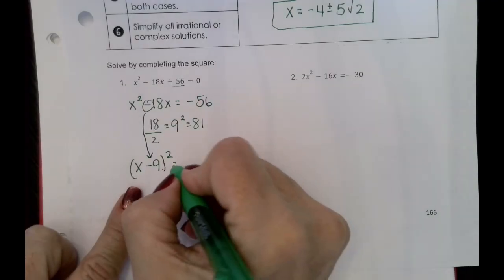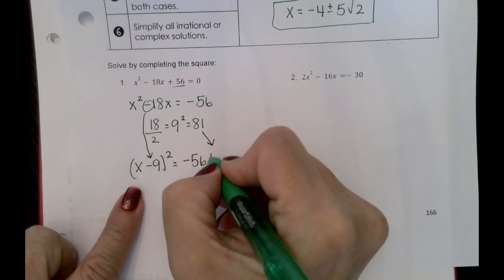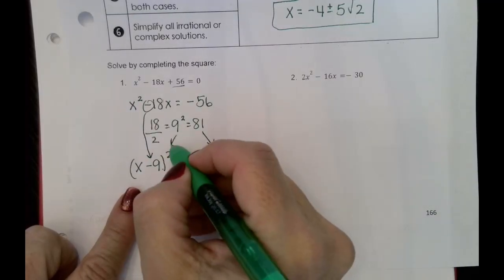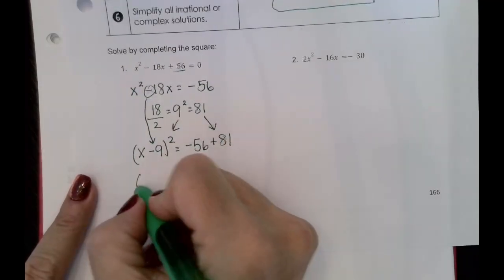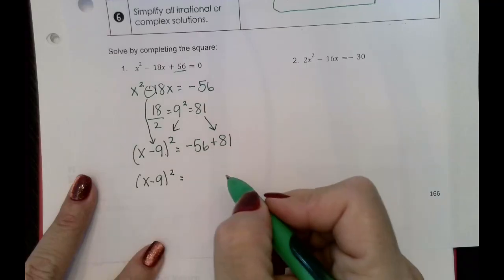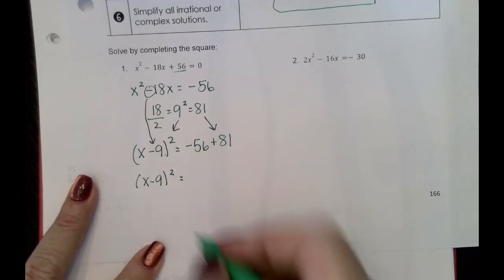Now on the other side, we're going to have negative 56, but now I have to add this 81 because we add the 81 to both sides. Here I added it as a 9. On this side I added it as 81. So x minus 9 squared equals, I don't know what that is, 81 minus 56, 25.